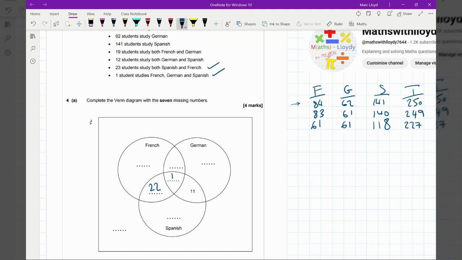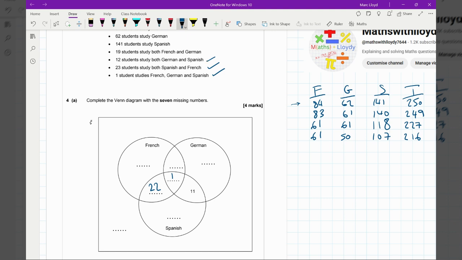Okay, 12 students study both German and Spanish. The French isn't being considered here. German and Spanish, which means 11 are in the intersection. That's already there, but we've still got to take them off our totals. So 50, 107, and then what was it? 11 we're taking away. So 216. 12 students study both German and Spanish.